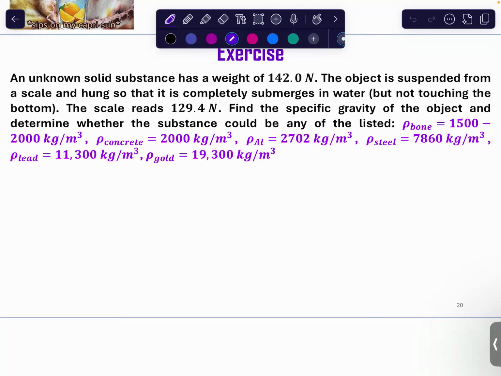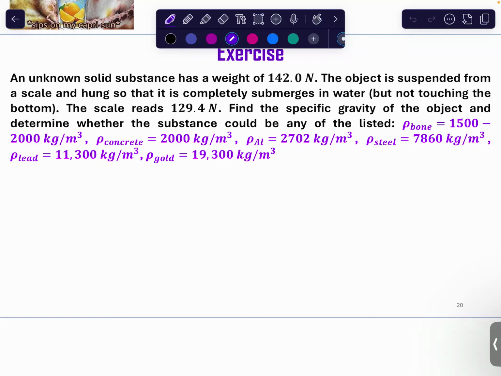Alrighty. We have an unknown substance that we're putting into fluid. It's kind of scary, an unknown material, and we're trying to figure out what it is. The object is suspended from a scale and submerged in water. The scale reads 129.4 newtons. Originally, the material was 142 newtons. Find the specific gravity of the object and determine whether the substance could be any of these listed.